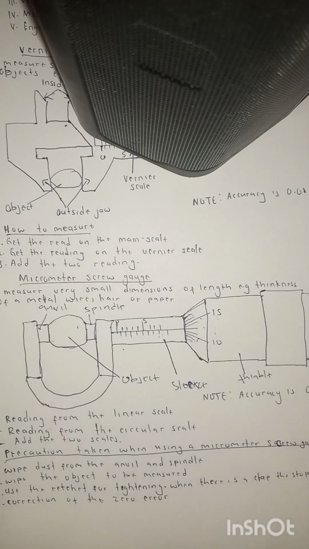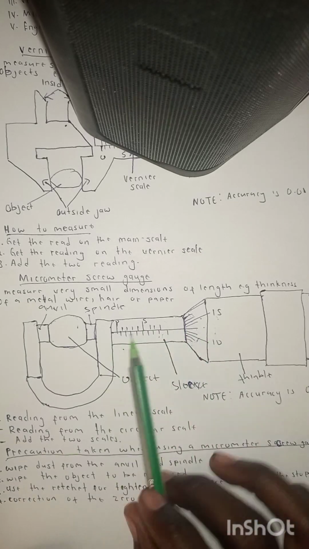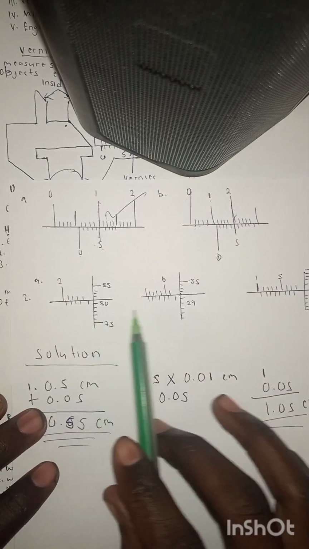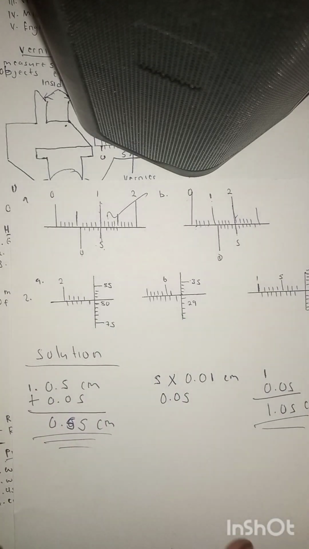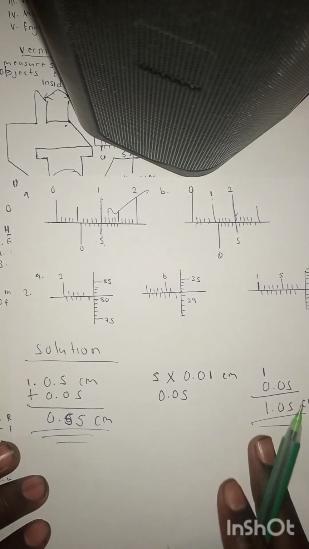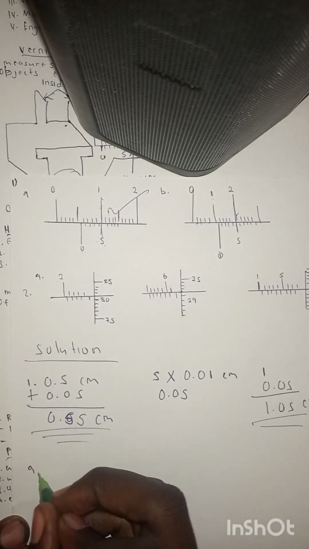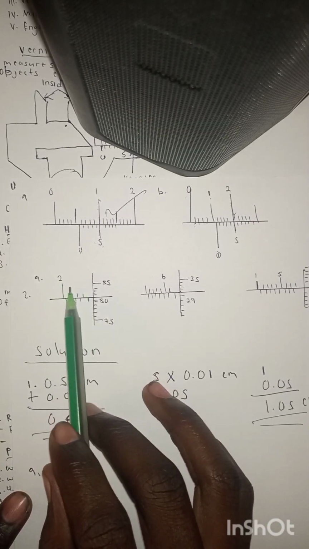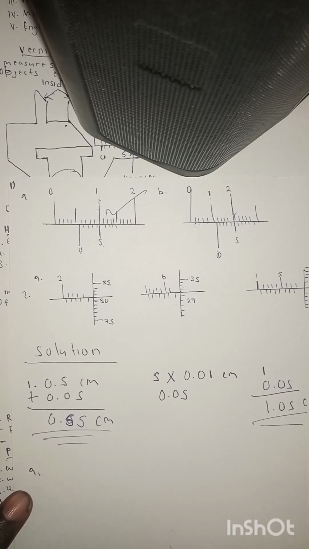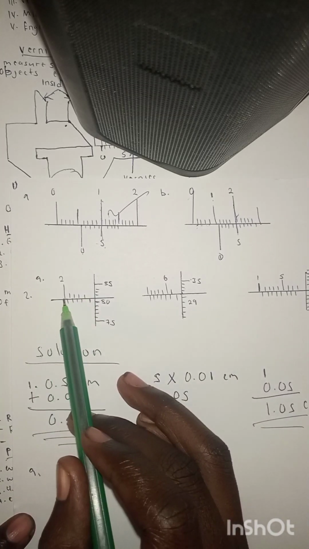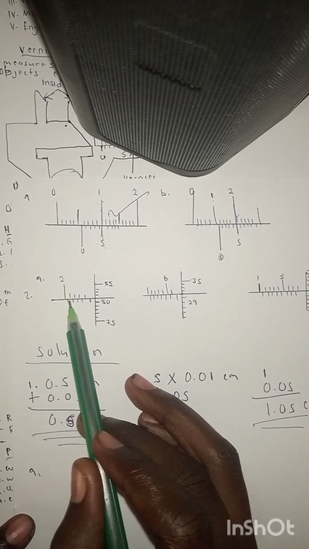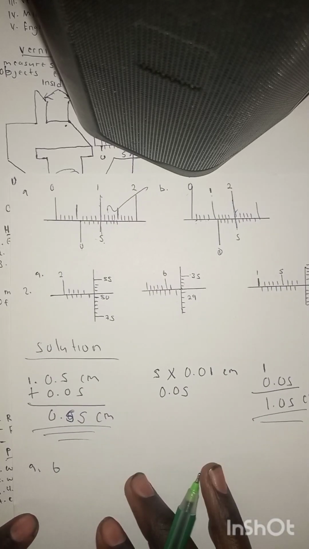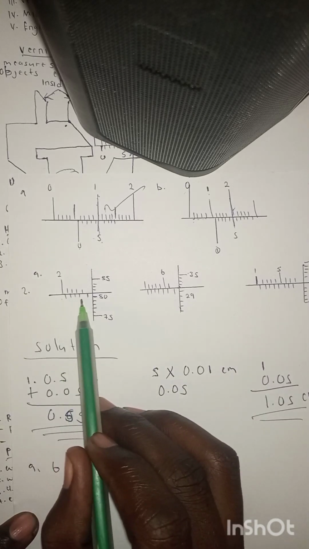Okay, now how you get the reading on the micrometer screw gauge. I have three examples, which is this one, and that one. Now please follow me carefully, because this is very important. So the first one, which is A, how you get the reading. You first look at the main scale, which is this one. So you say from here, this is 1, 2, 3, 4, 5, 6. So you say 6. Then there is this reading down here.